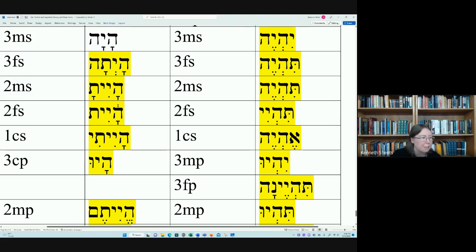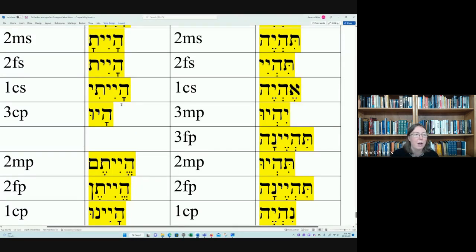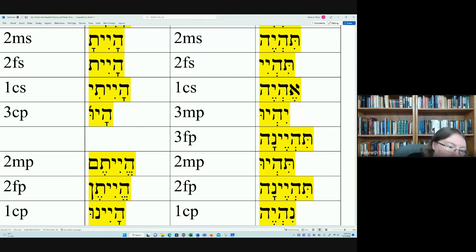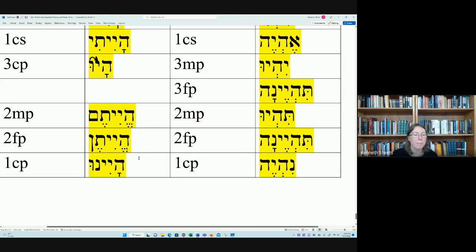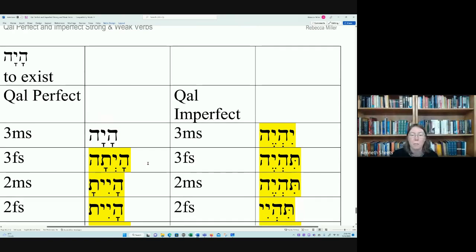Notice that in this instance, you do have the hireq yod there. So that yod has lost its consonantal character in that respect. So hayitha, hayith, hayithi, hayu, that is actually a consonantal yod there. The shureq is attached to that yod. So this is hayu. And then you have hayithem, hayithen, and hayinu. And so those are going to be the forms of haya in the perfect.